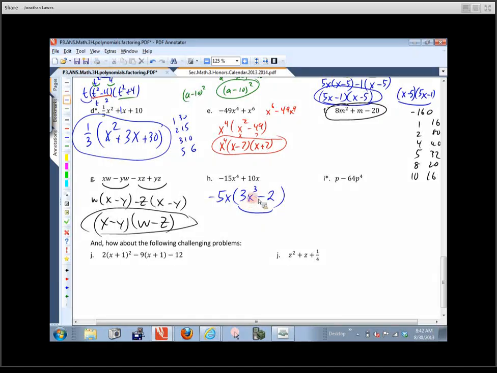Is that a perfect square? Nope. It's not a perfect square. Is it a perfect cube? Okay. Both parts of this have to be a perfect cube. Now, x cubed is clearly a perfect cube. But is 3 a perfect cube? It's not. So because that's not a perfect square and not a perfect cube, guess what? We're done. That's all you can do with that. Not a very pretty problem.